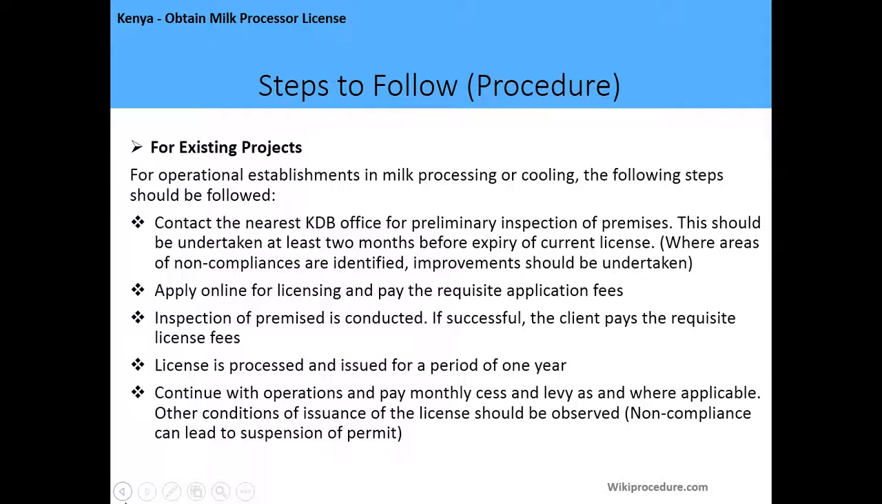Where non-compliance is identified, improvements should be undertaken. Apply online for the licensing and pay the requisite application fees. After that, inspection of the premises will be conducted, and if successful, you are going to pay the requisite licensing fees, and the license will be processed within 14 days and issued for the period of 1 year. Then continue with the operations and pay the monthly sales levy as and where applicable. Other conditions of issuance of the license should be observed, and non-compliance can lead to suspension of the permit.